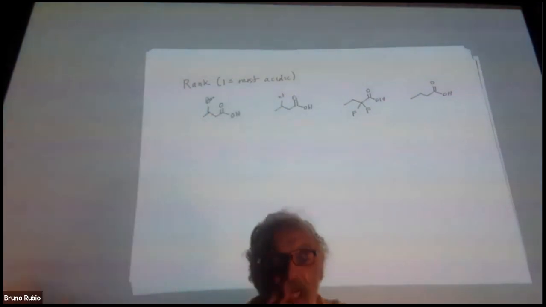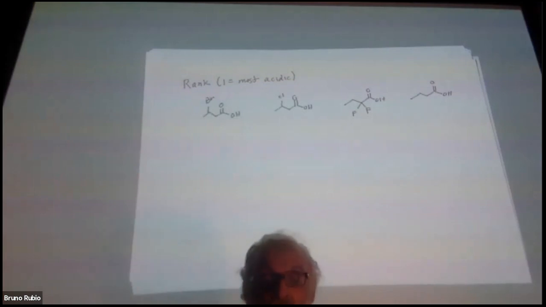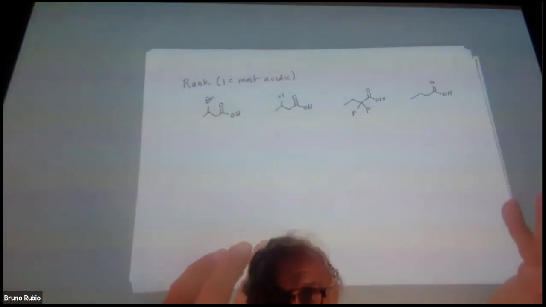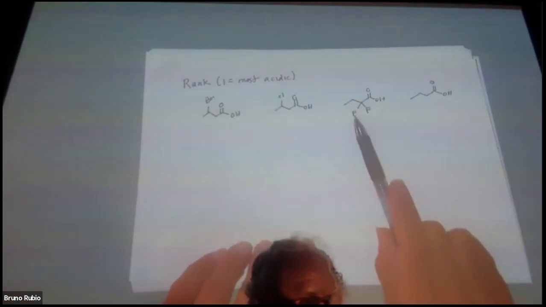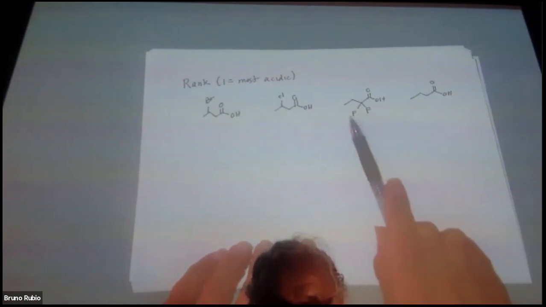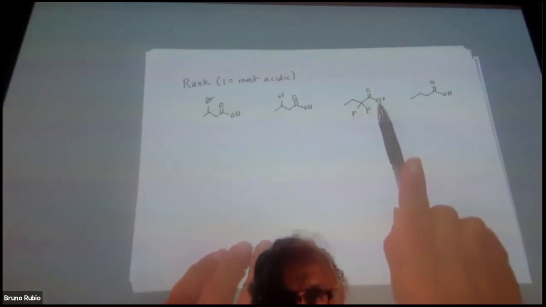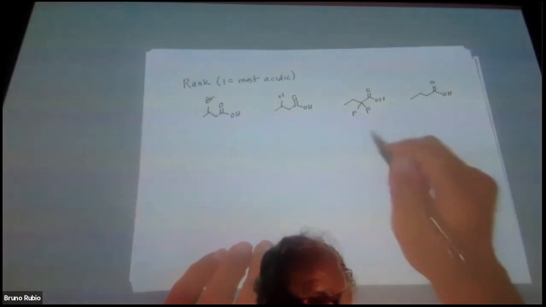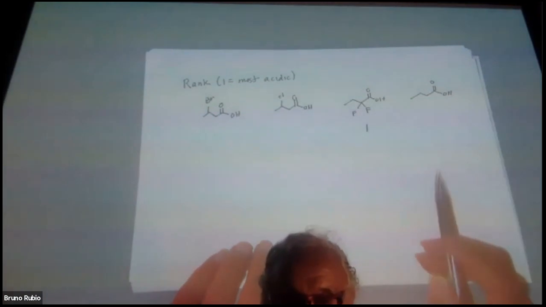All right, so something like that. What if we were to rank these in order of acidity? Well, halogen is electron withdrawing because it's an electronegative atom. And we see this guy has more electronegative atom closer to the site of deprotonation. So this is going to be the most acidic one.